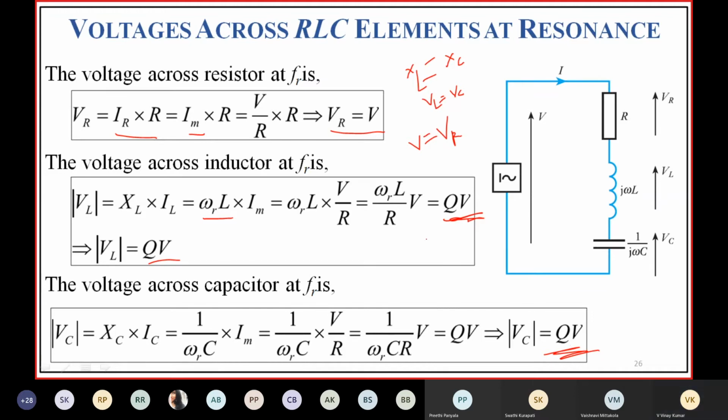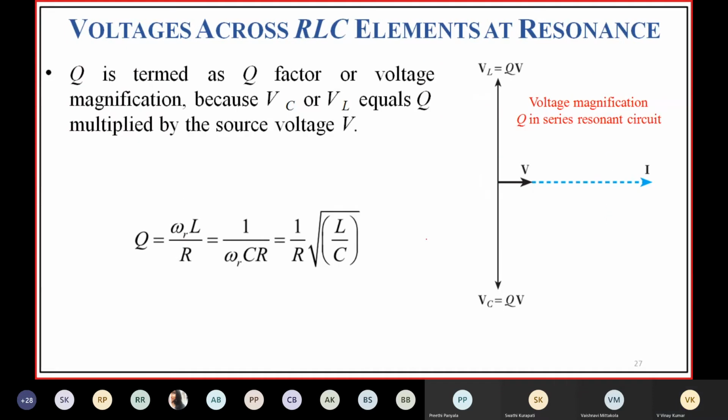This means this series RLC circuit magnifies voltage. That's why it is called voltage magnification. You know this, right?